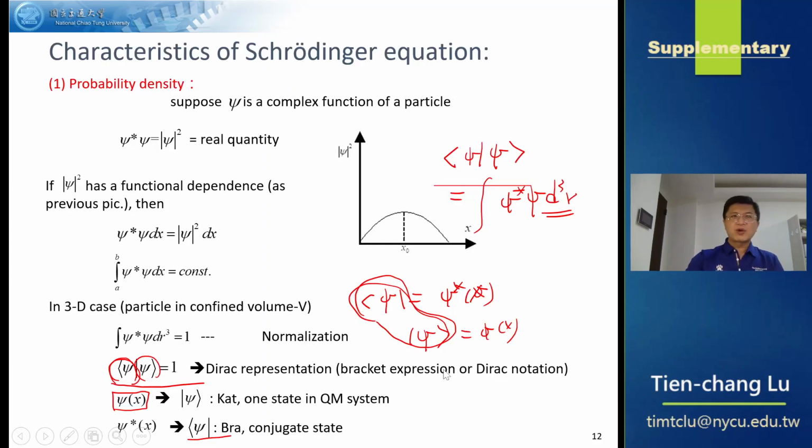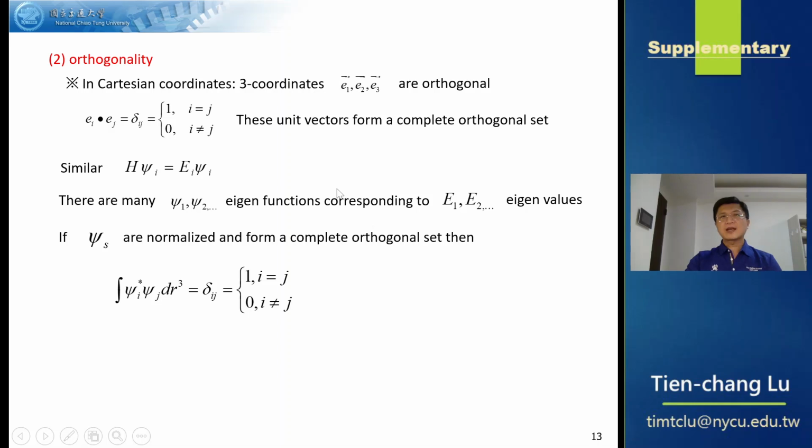Okay, so first, we know that the probability density can be expressed as phi complex conjugate times phi, or we use these Dirac notations to represent its integrations. And the second one, which is also a very important characteristic of these wave functions in the Schrödinger equations, is that these wave functions themselves follow the orthogonality characteristics.